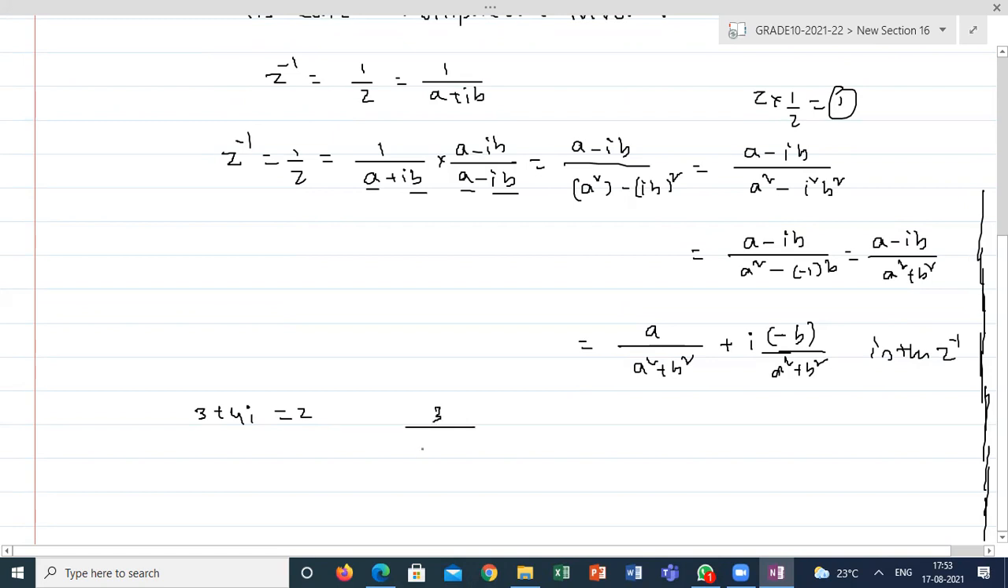3 by how much? 5. 3 by root of root 3. Sorry, is it root? No, no, sir, only 25.